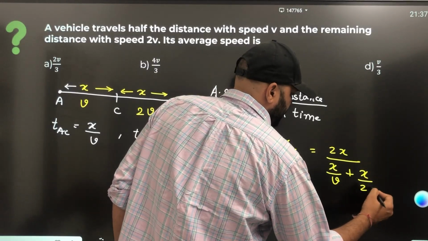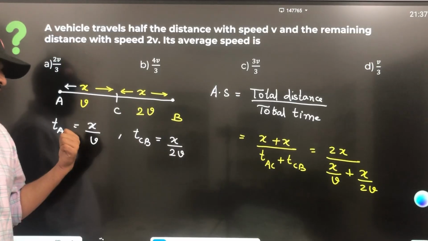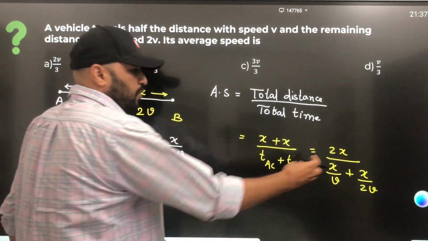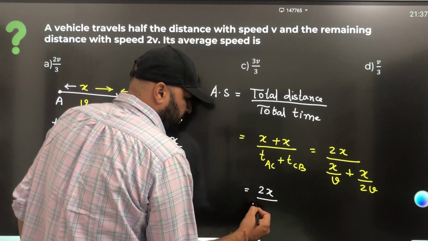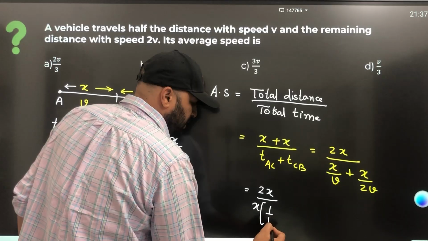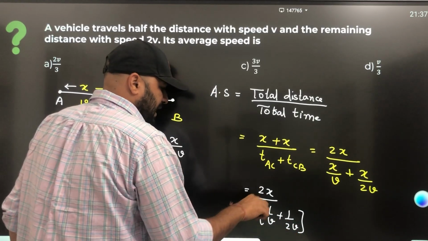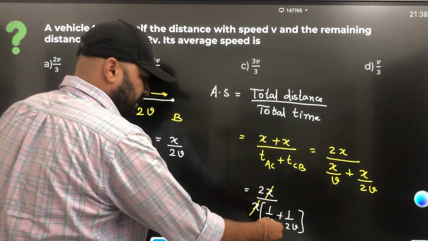I hope this is clear. I just substituted the time taken while going from A to C and the time taken while going from C to B, right? Now we will take x common. So 2x over here, and taking x common here, we are left with 1 by v plus 1 by 2v, correct? And let's cancel out this x with this x. I hope this is clear. Now let's take the LCM in the denominator.